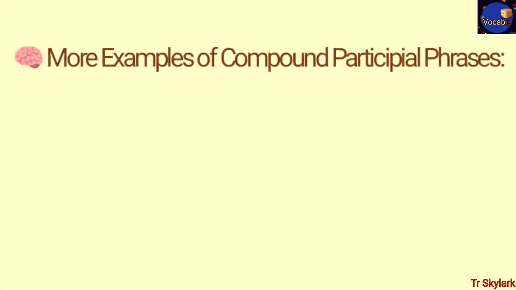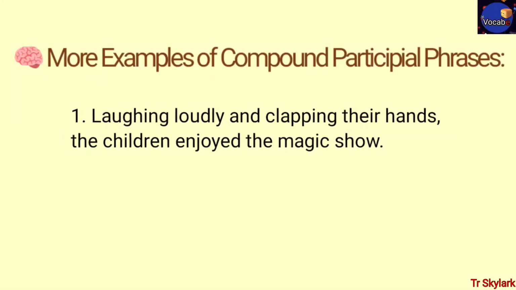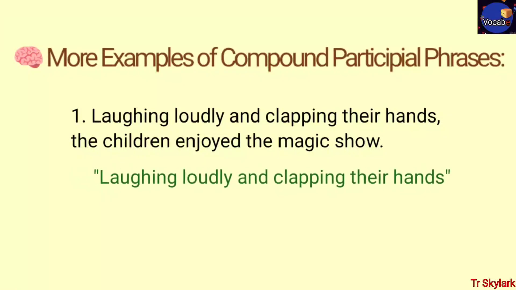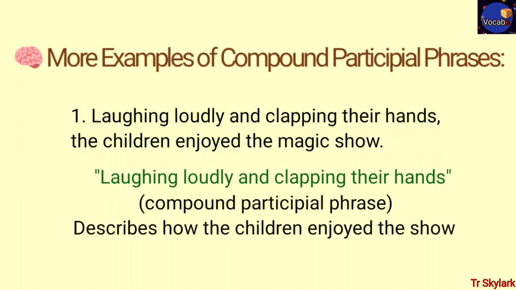So, rather than just talking about it, let's look at a few examples to understand more clearly. Here we go. Laughing loudly and clapping their hands, the children enjoyed the magic show. So the phrase laughing loudly and clapping their hands is our compound participial phrase. It tells us how the children enjoyed the show, making the sentence more vivid and expressive.